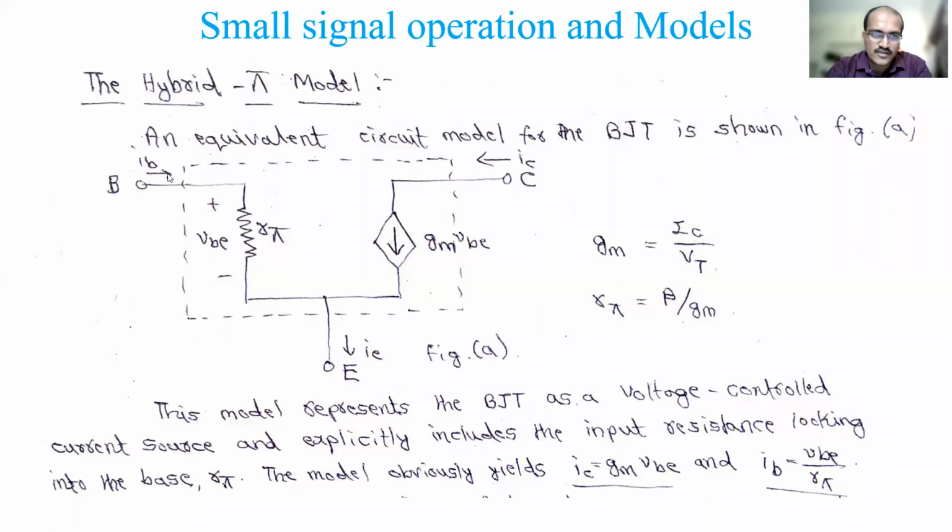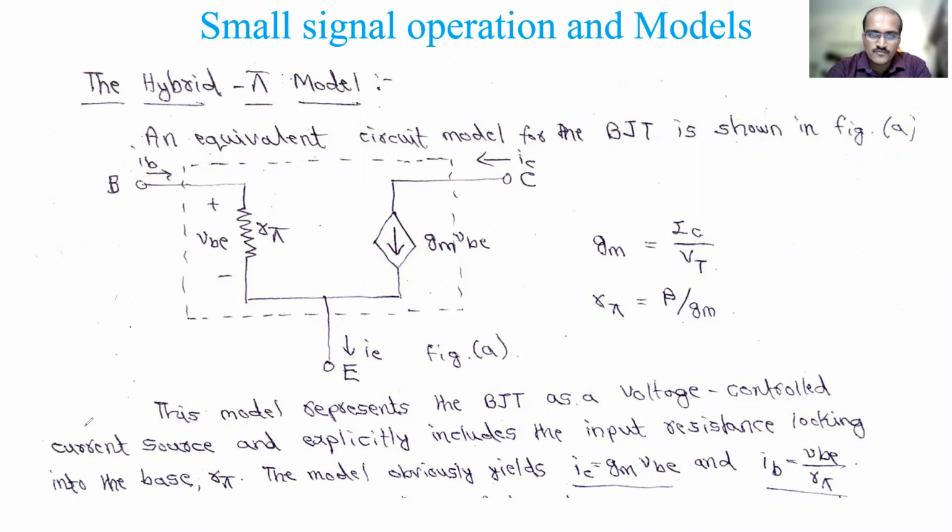At the input side you have the input current IB, the voltage VBE, and the element here is rπ, the resistance associated with the base current, as we have discussed. At the output side we have a dependent or controlled source, with transconductance gm and the voltage. That means it is a voltage controlled current source, as I mentioned earlier. Here gm is given by IC by VT, and rπ is given as beta by gm. These are some of the equations we did in the last sessions.